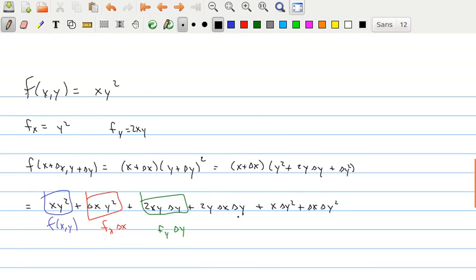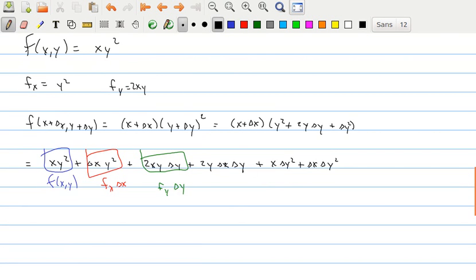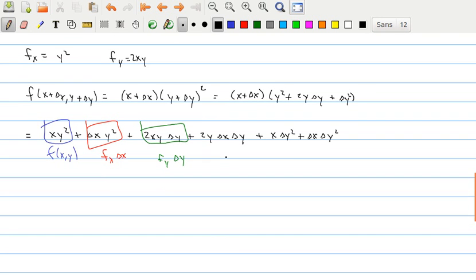Now there's more than one way to group this. So I'm just going to take the first two. So these two terms right here, if we factor out a delta x, this looks like delta x times 2y delta y. So this is going to be the epsilon 1. It's the thing that's multiplied by delta x. And as the deltas go to 0, this term goes to 0.